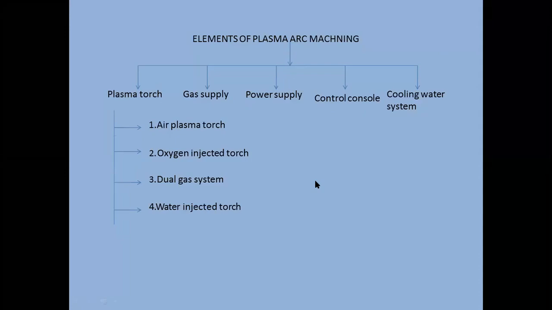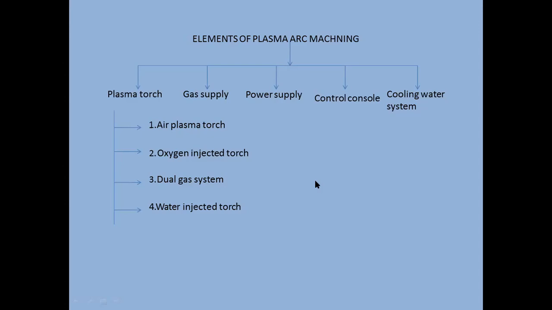Plasma torch is to generate the plasma state of matter, or plasma state of gas, by using the gas supply, power supply unit, control console, and cooling water system. So these gas supply unit, power supply unit, control console, and cooling water system are going to assist the plasma torch so that it generates high intensity plasma, so that the plasma arc is transferred onto the workpiece so that machining happens.